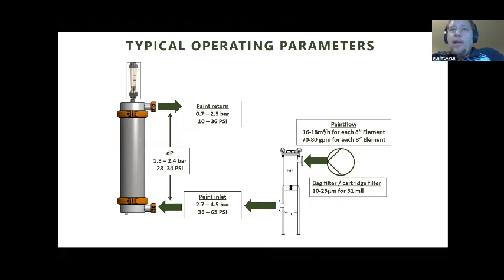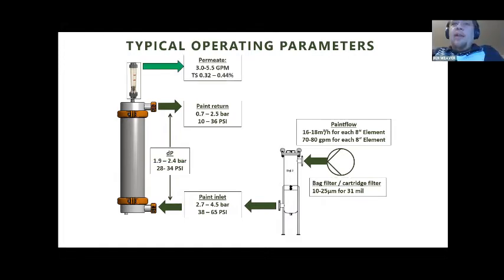And then the paint return, that's the paint going back to the paint bath. That's going to be at discharge about 10 to 36 psi, and that's really dependent on the system. How far away is the UF system from the paint tank? How many turns of pipe there are? That's going to be very, very site specific, but we want to make sure that inlet pressure matches to keep that DP. So that DP is what we're really monitoring here.